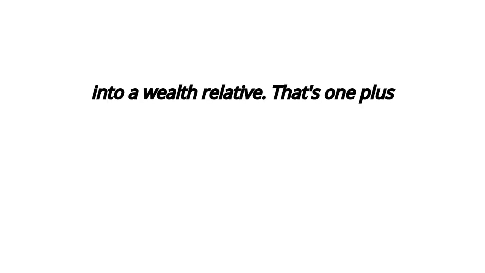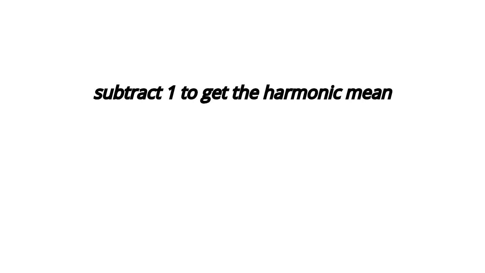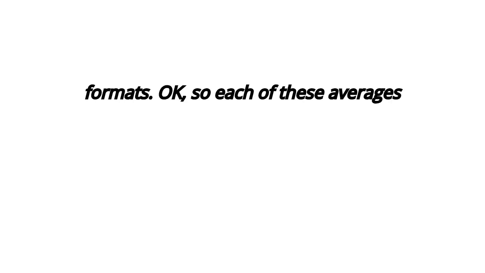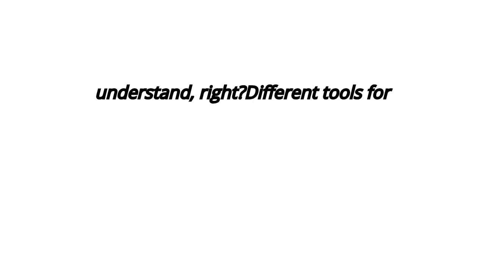When applied to returns, you first convert each return into a wealth relative. That's 1 plus return. Yeah. Then calculate the harmonic mean of these wealth relatives, and finally subtract 1 to get the harmonic mean return. The material mentions it works well in situations with compounding formats. Okay, so each of these averages gives us a slightly different lens, depending on what we're trying to understand. Right, different tools for different jobs.